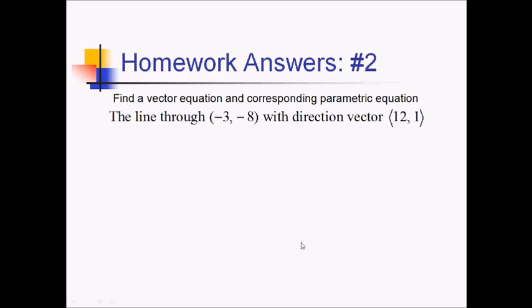For number 2, we want a vector equation and parametrics for the line going through this point with this direction vector. So we're just going to have (x, y) equals the initial point, which is this (-3, -8), plus t times the direction vector, which is this stuff over here. And then for the parametrics, x equals -3 plus 12t, just using the x components, and y equals -8 plus 1t, or just t.